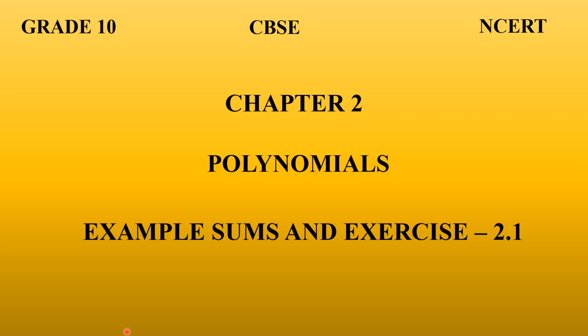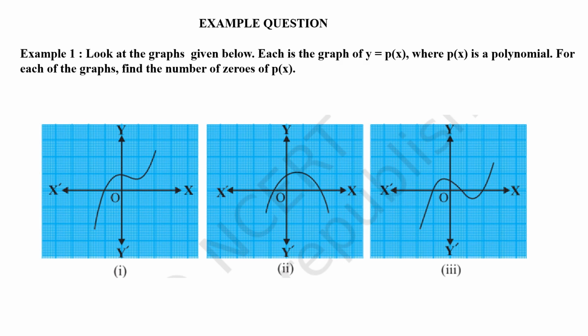In this video, I will be solving the example sums and exercise 2.1 of the chapter Polynomials. This chapter I have taken from grade 10. So this is the example question. First example is, look at the graphs given below. Each is the graph of y equal to p(x), where p(x) is a polynomial. For each of the graphs, find the number of zeros of p(x).